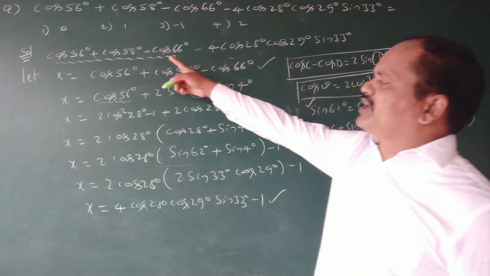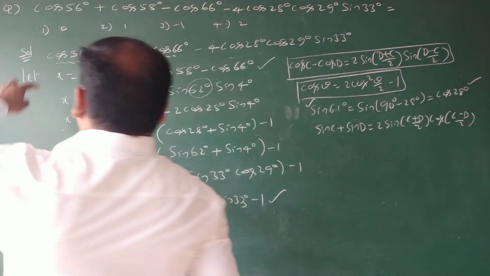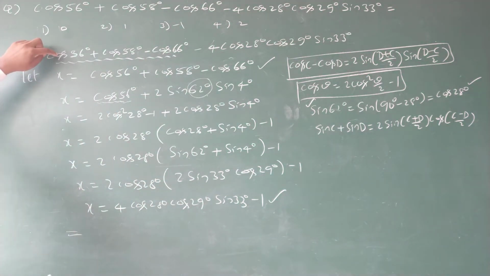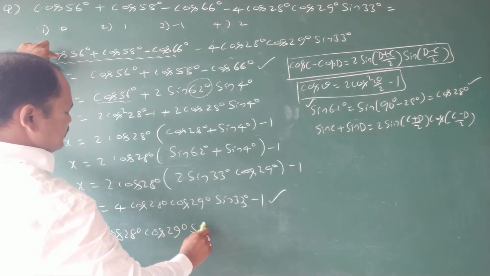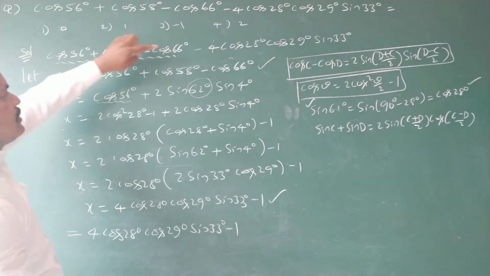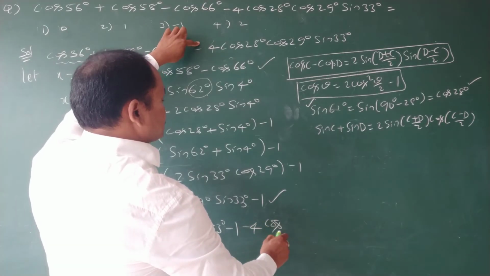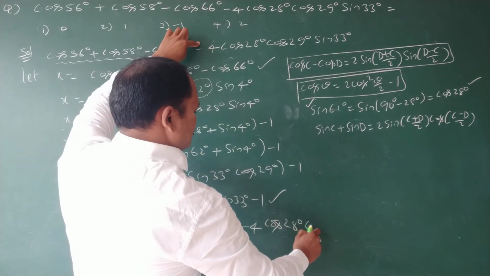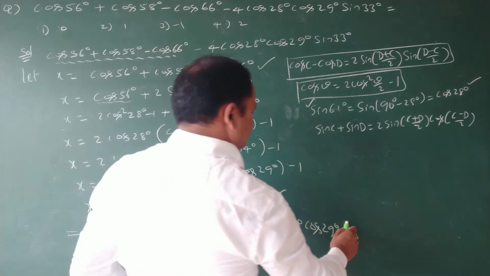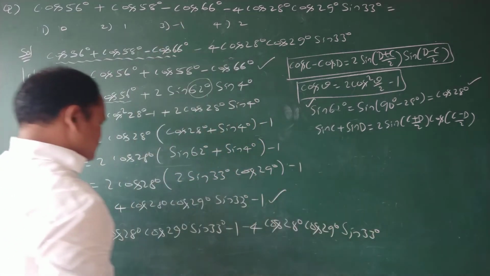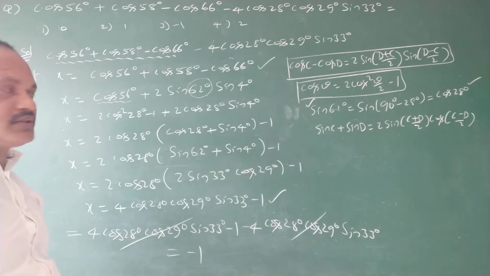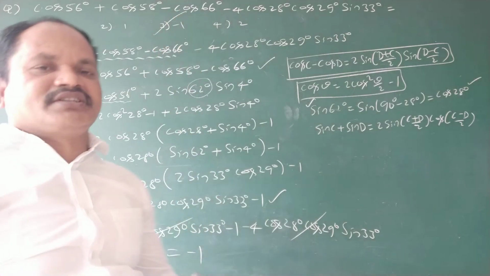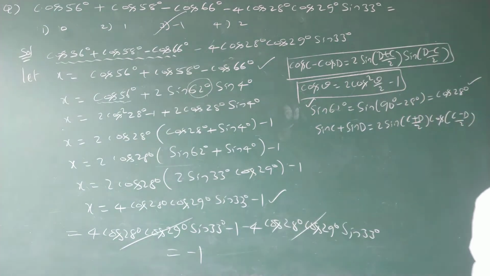Now we have to substitute the x value. The x value is 4 cos 28 degrees cos 29 degrees sin 33 degrees minus 1, minus 4 cos 28 degrees cos 29 degrees sin 33 degrees. Now these get cancelled. That's why the answer here is minus 1. So that is the third option. The third option is the right answer for this question. Now we are going to one more question.